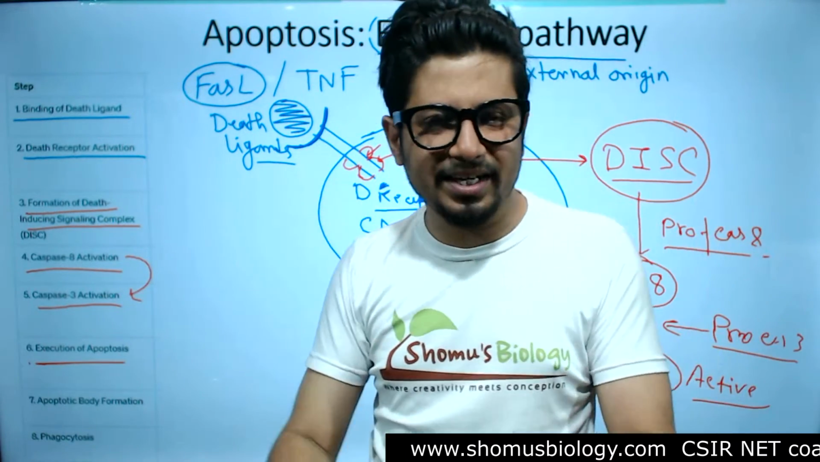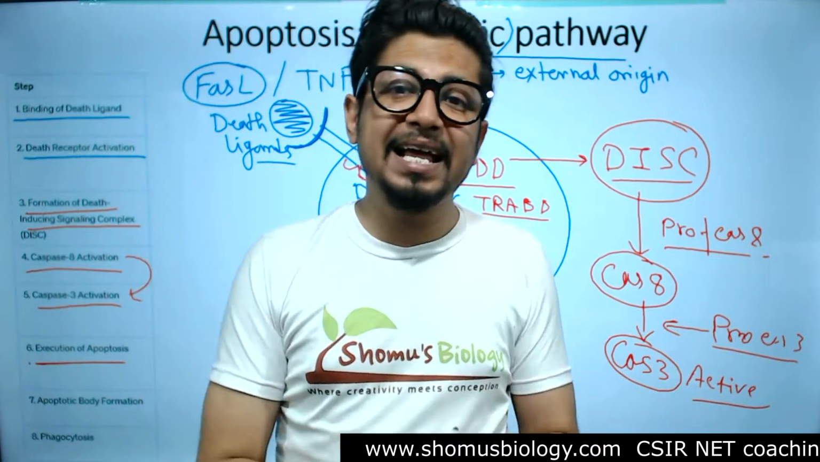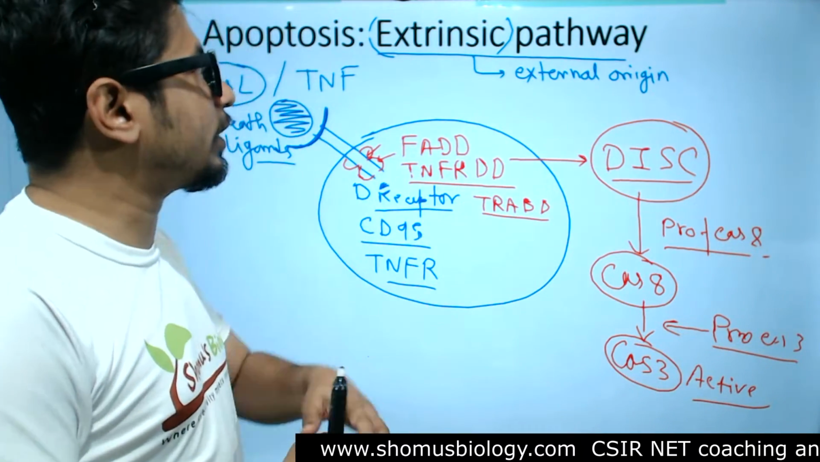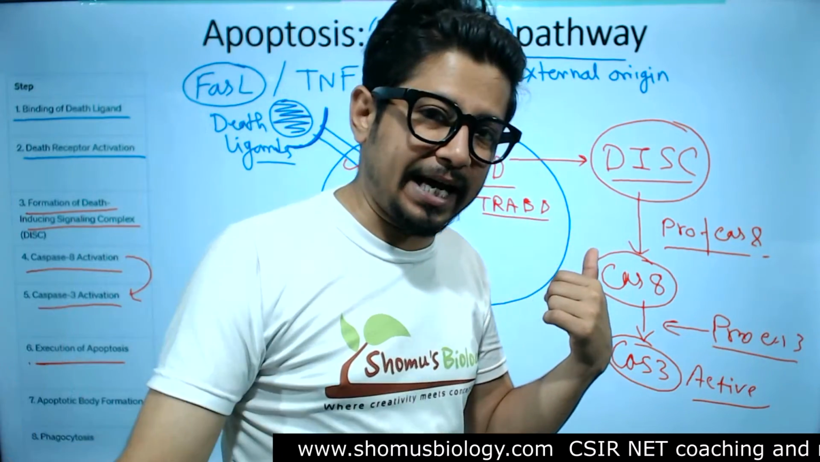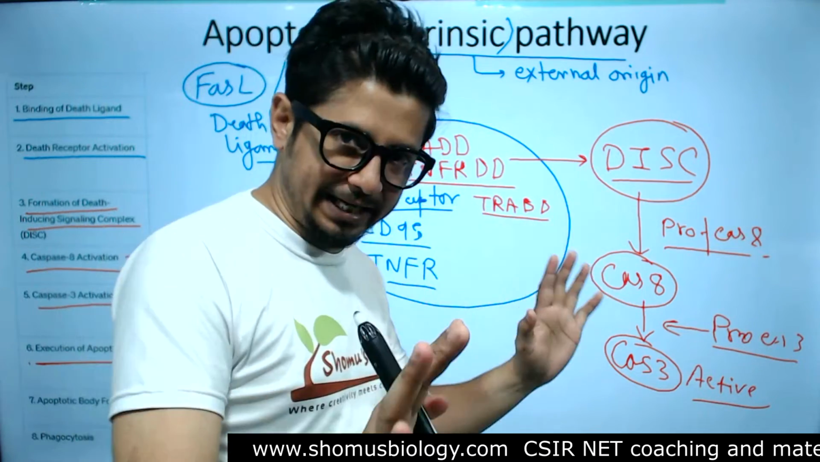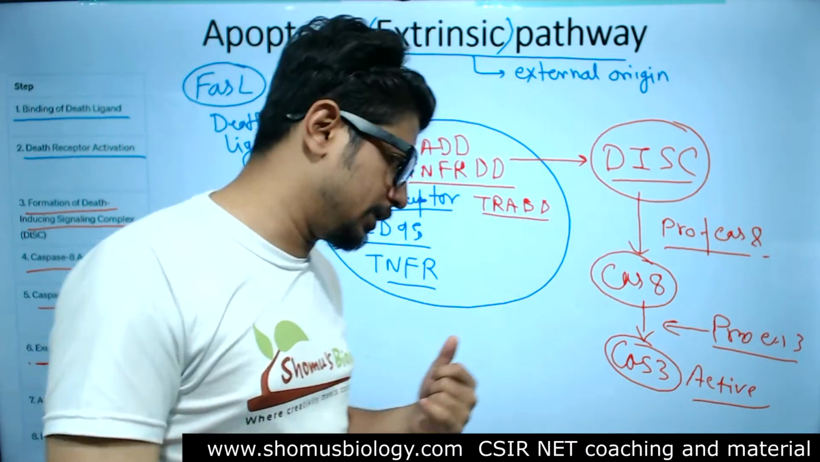It is also the executioner of the intrinsic pathway. For both of them, the executioner caspase is caspase 3, but the initiator caspase for the intrinsic pathway was caspase 9, and the initiator caspase for the extrinsic pathway is caspase 8. That's the only difference between the extrinsic and intrinsic pathways in terms of caspases.